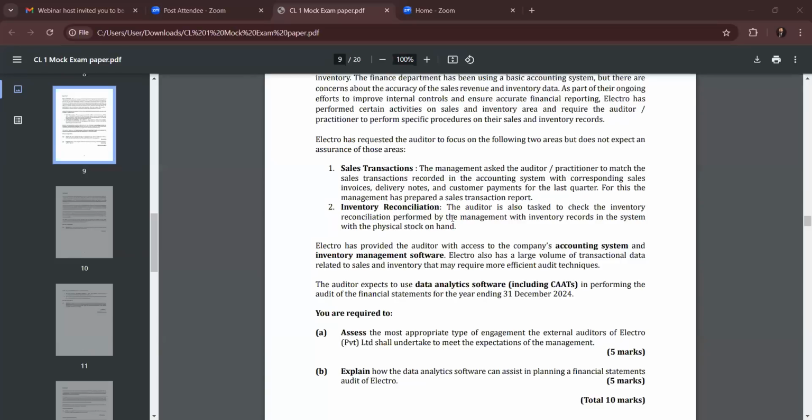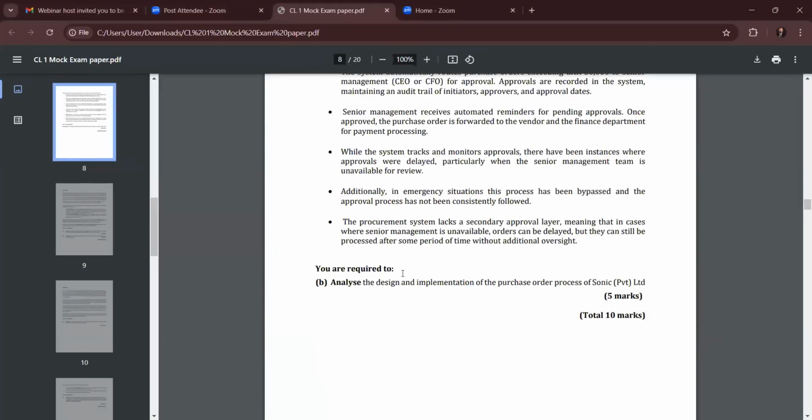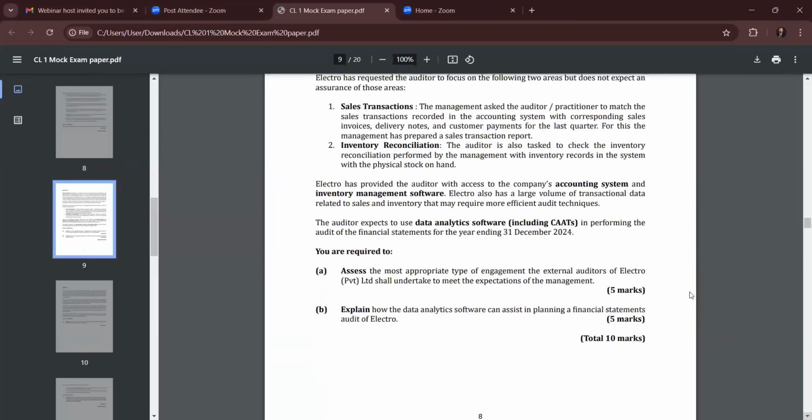Do not write recommendations, right? Answer only the question that he has asked. You have to answer only to the question that he has asked. See, the question says analyze the design and implementation of the purchase order process, right? Not recommendations. So be very careful when you are writing, right?